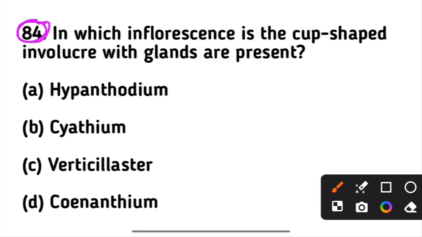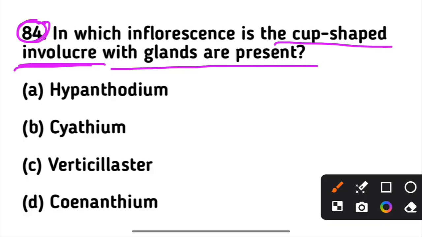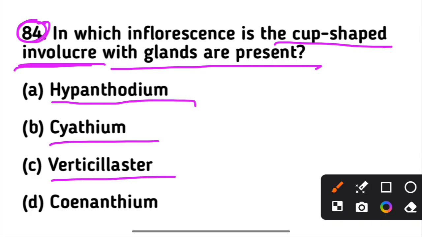Question 84. In which inflorescence is the cup shape involucre with glands present? Hypanthodium, cyathium, verticillaster, syconus. Option B is correct, cyathium.